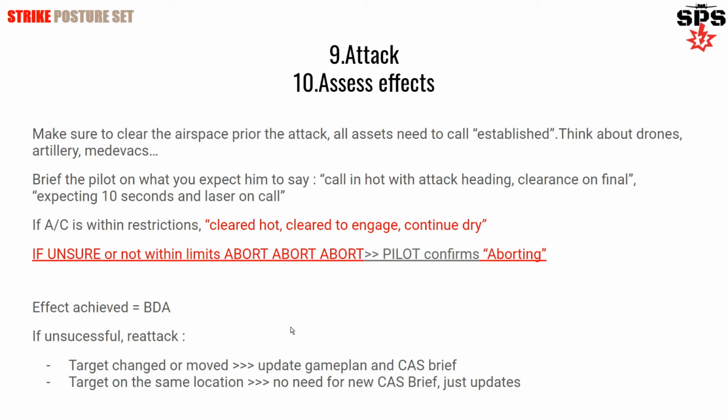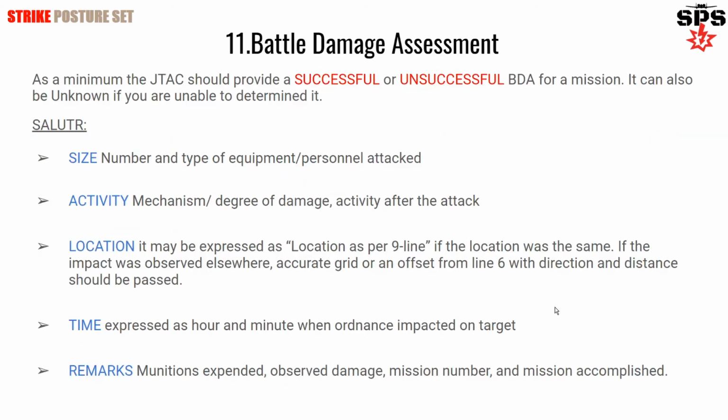Now what did it do to your target? The JTAC has to look at it, or if he can't, he will ask you the BDA. If the attack is unsuccessful, you will re-attack. If the target has changed or moved too far from the initial game plan and CAS brief, the JTAC will have to update you on that. Make sure you are still correlated to the proper target. And if the target is in the same location, that's a lot easier. No need for a new CAS brief, just maybe updates on new final heading or something, and you can go ahead and do another attack. Now battle damage assessment, which is step 11.